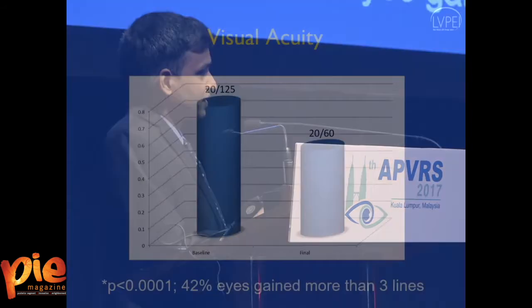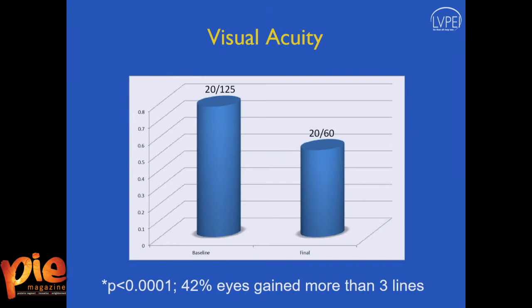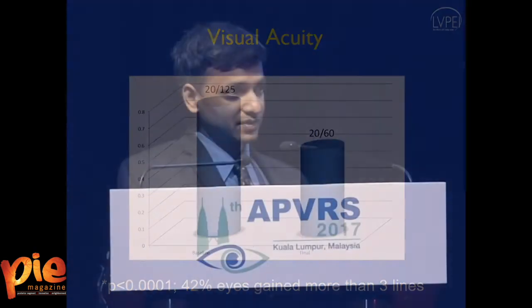So this was a retrospective study. If you look at the visual acuity, the baseline visual acuity was 20/125, and the final visual acuity is 20/60, which is about 15 letters of improvement. And 42% of eyes gained more than 3 lines. Now, if you recollect various other pivotal trials of branch vein occlusion, the usual 15-letter gainer is about 60%, but here it was 42%.